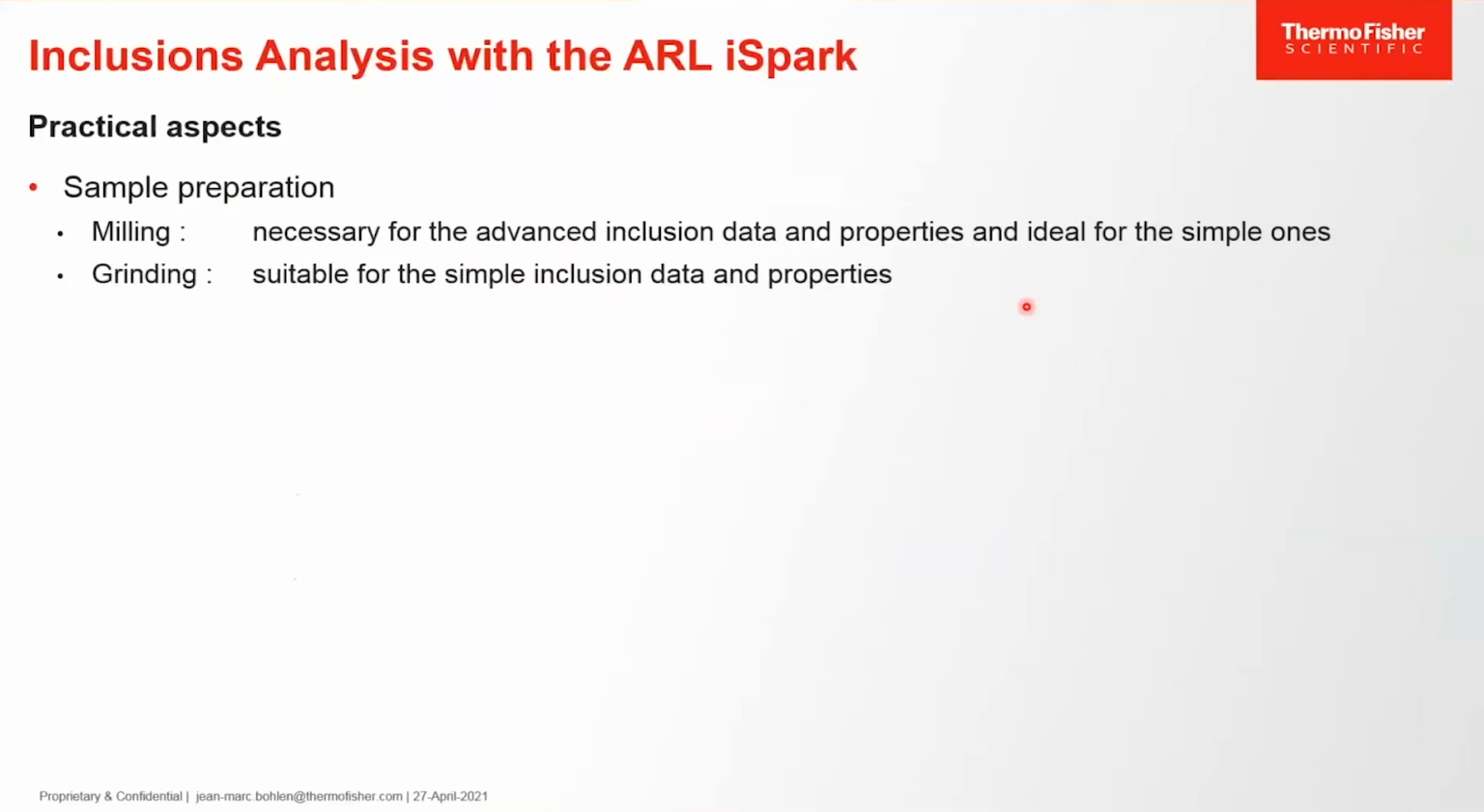The reason is that by milling the sample, all contamination of the surface is avoided. You know, contaminating the surface with grinding aluminum oxide paper could lead to the situation where you count an increased number of aluminum oxide inclusions during the analysis. So grinding is normally avoided, but it's still possible and suitable for the simple inclusion data and properties, which are less quantitative than the advanced ones.